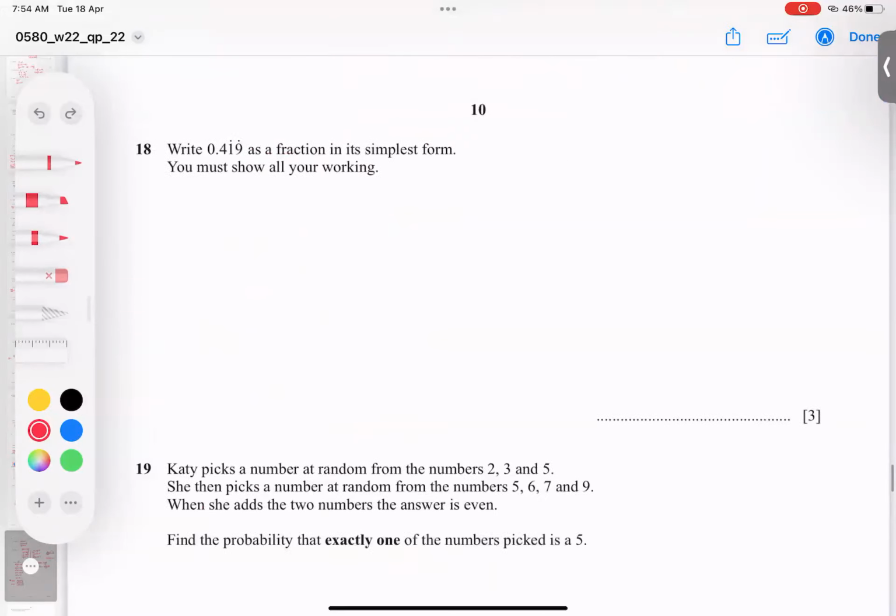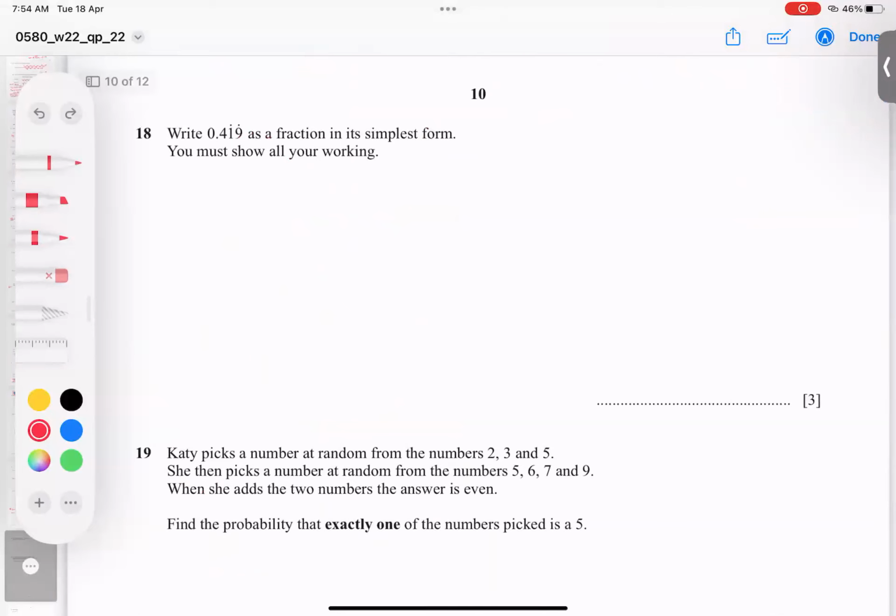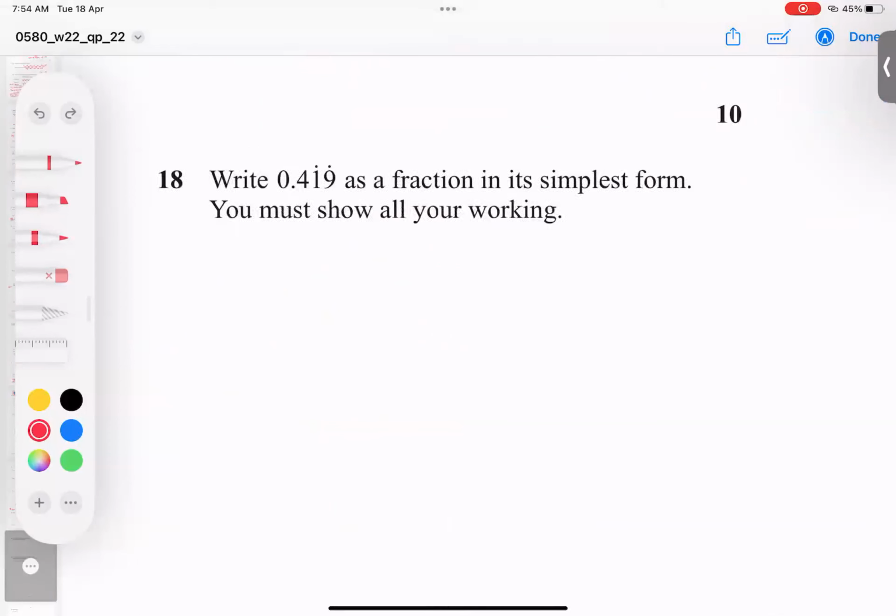So let's go for the next question, students. Next question is number 18. What question number 18 says here is that we have to convert to the simplest fraction form. For your knowledge, 0.419 with 19 as recurring numbers. So 419, 19, I'm just making it slightly separate, okay?